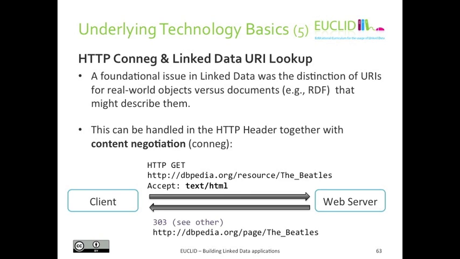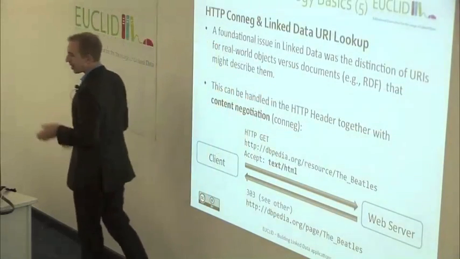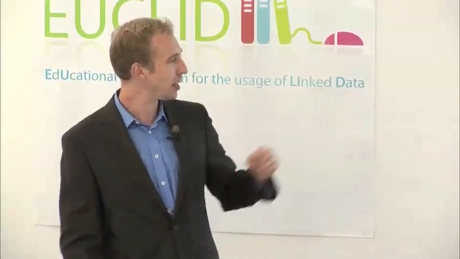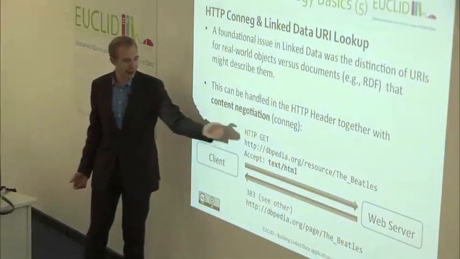DBpedia says 303, see other. Now I don't have that here. I kind of know what you mean because I have that resource identifier for the Beatles, which is my unique identifier for the Beatles. And I understand that you want some HTML that is describing this resource, the Beatles. But at the place of the resource, there's not the HTML. That's simply the identifier. That's the idea of the Beatles, so to say. And I'm clearly differentiating that.